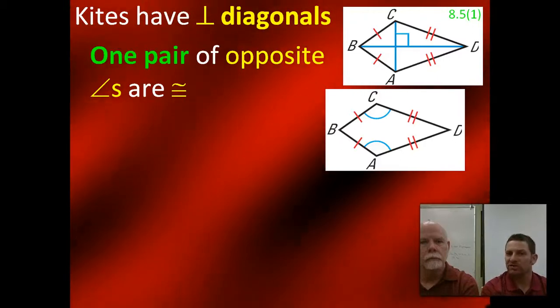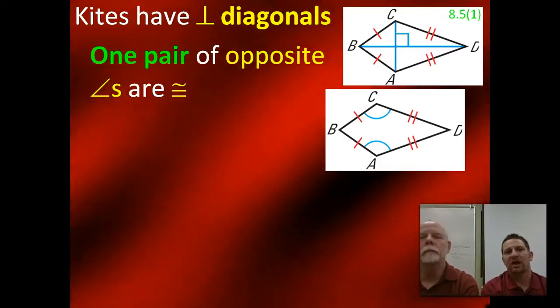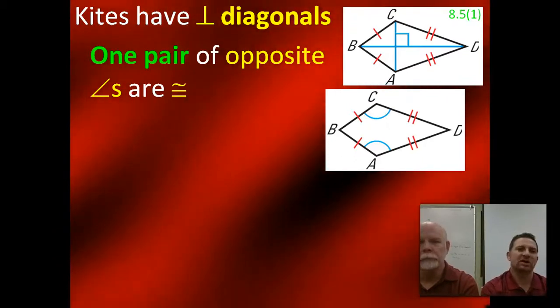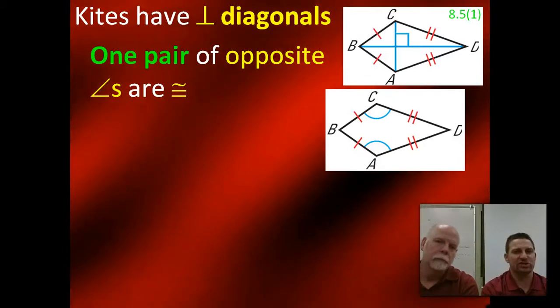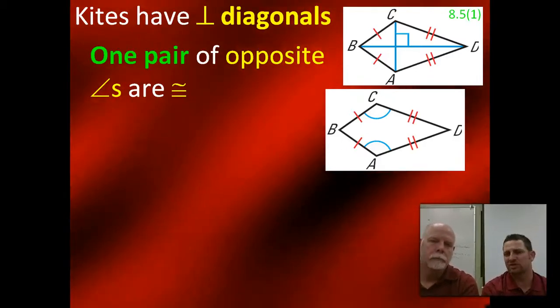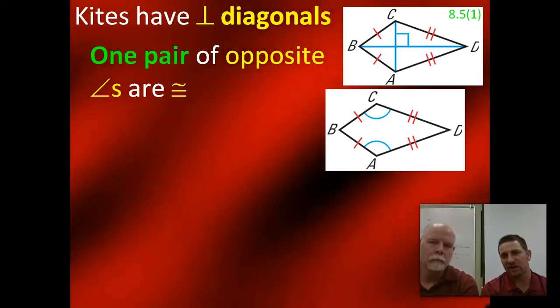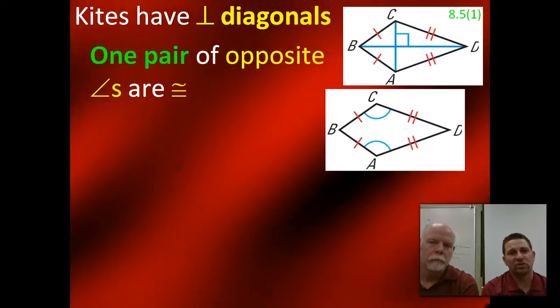So kind of like a rhombus, where the rhombus's diagonals form a perpendicular. Kites, same thing. A kite's diagonals will form a perpendicular, and then once again, one pair of opposite angles are congruent. Now this is kind of the tricky thing, but it's not really tricky. It's more of a visual thing. If you look at this kite here, which two sets of opposite angles actually look like they're congruent?